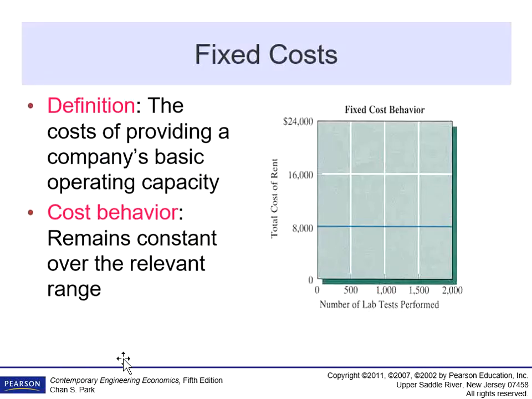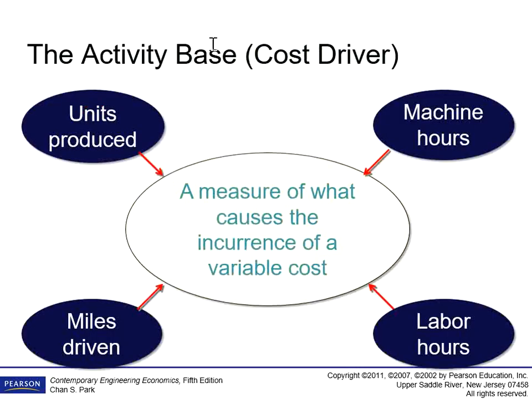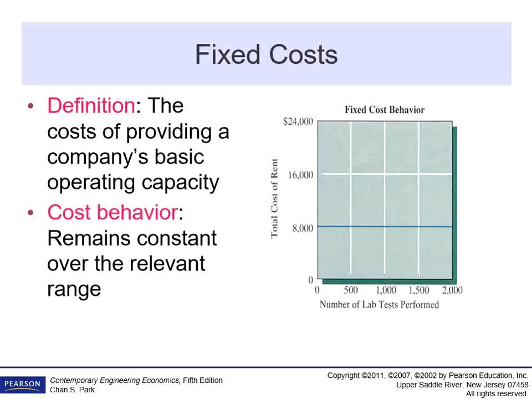Next concept after variable cost is fixed cost. Remember, this topic we are looking at now is a classification of the behavior of a cost. One behavior is variable, which means the cost changes as per the cost driver. Now sometimes cost does not change. If cost does not change, it is a fixed cost. It remains the same. In reality, we call it the cost of providing a company's basic operating capacity, and it remains constant.